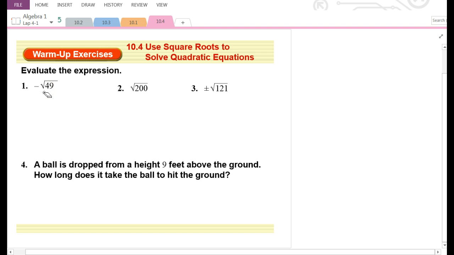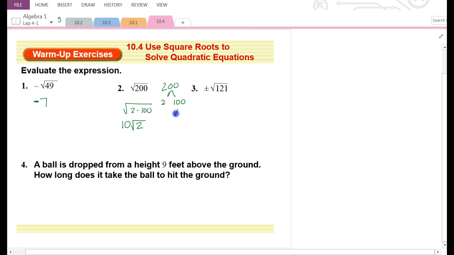Okay, so now we're going to solve. Leave the negative out front. Square root of 49, 7. So that answer is negative 7. Next, the square root of 200. Well, square root of 200 is not a perfect square. But if we look at factors of 200, we see that it's 2 times 100. Well, then all that means is I can look at the square root of 200 as the square root of 2 times 100. Square root of 2 is still not a perfect square, so I'm going to leave that. But the square root of 100 is 10, so I'll put that on the outside. And that's how we evaluate.